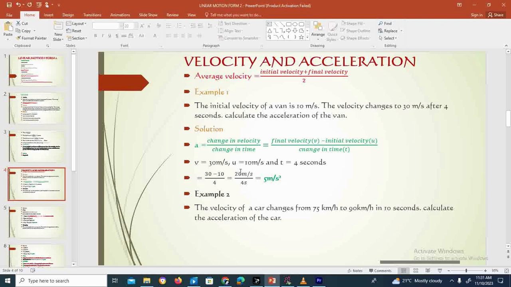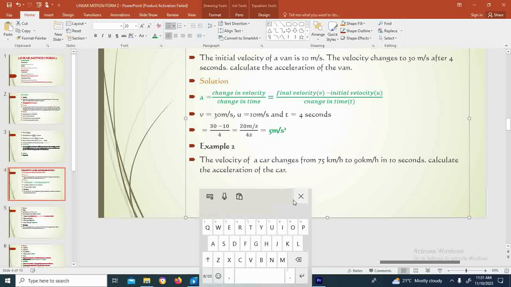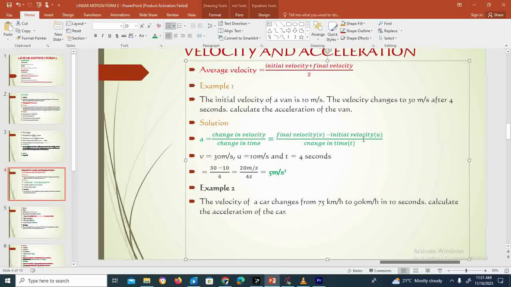Example 1. The initial velocity of a van is 10 meters per second. The velocity changes to 30 meters per second after 4 seconds. Calculate the acceleration of the van. The working is shown there.